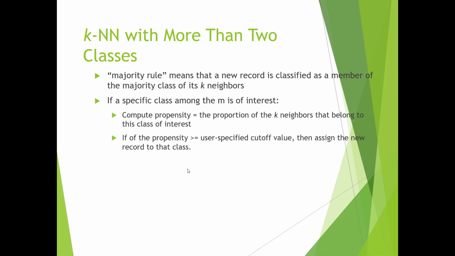Okay. So if you have more than two classes, you look at the proportion of the one class that you are interested in. So if you have 3 classes, but you're interested in one of the 3, then you look at that one that you're interested in.